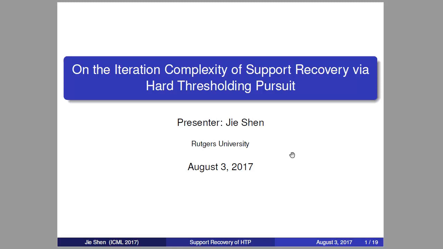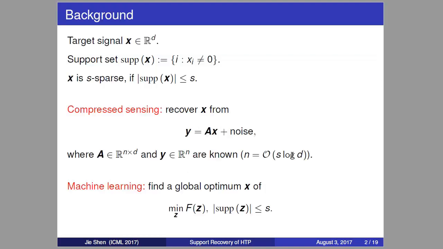Welcome to this talk. Today I'm going to talk about the support recovery of hard thresholding pursuit. First, let me quickly go through the background of this problem.